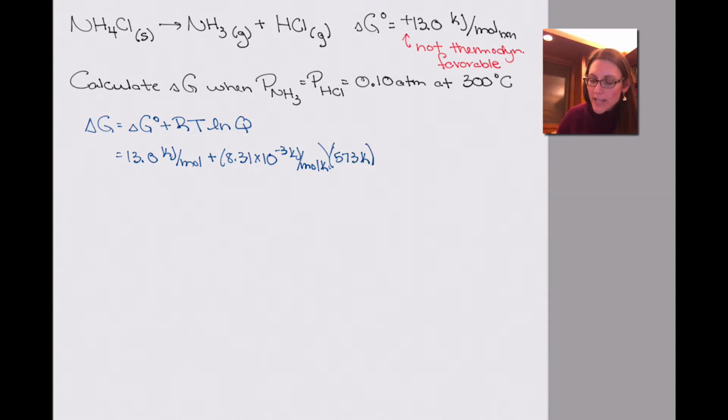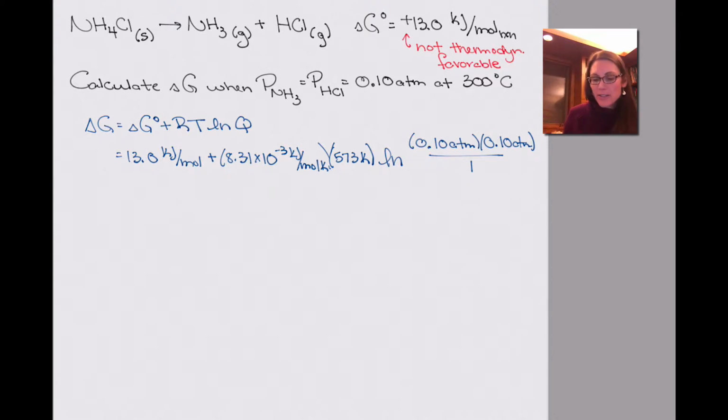And then we need to take the natural log of Q. Okay, so Q is going to be products over reactants. So in this case, it's going to be the pressure of the ammonia, which is 0.10 atmospheres, times the pressure of the hydrogen chloride gas, 0.10 atmospheres, over 1. Because remember, solids don't figure into our equilibrium constant expression, so they don't come into Q either.